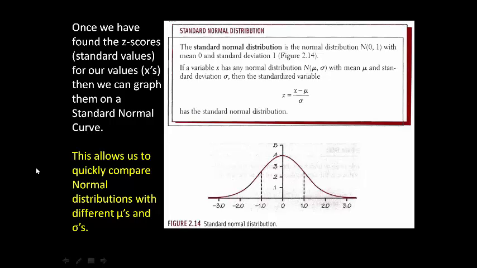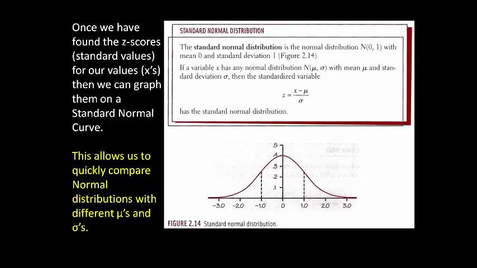Once we've found the z-scores, the standardized values for all of our x's, then we can graph them on a standard normal curve. And we notice the notation that in the first line of this particular definition, that they use N and then parentheses 0, 1. In a standard normal curve, in the middle is always 0.